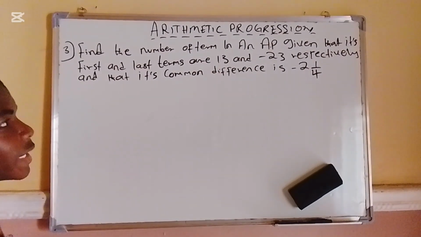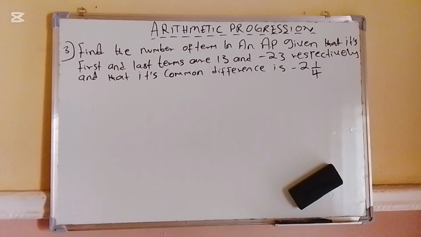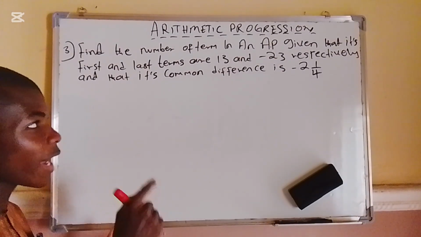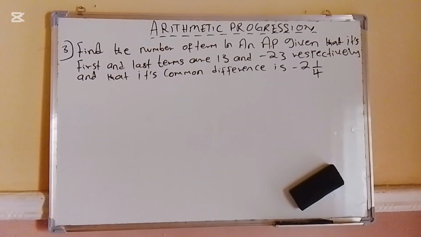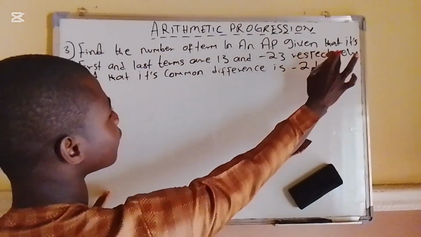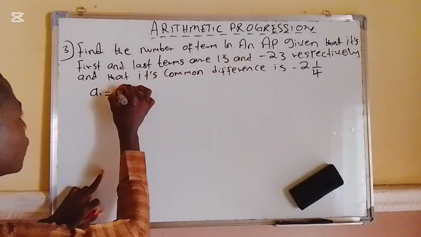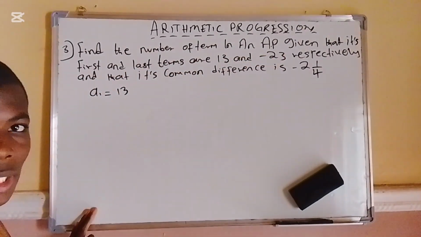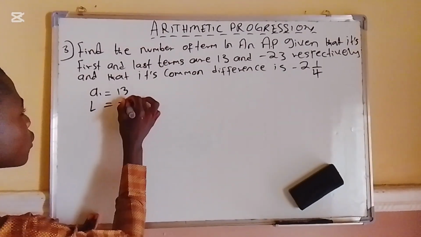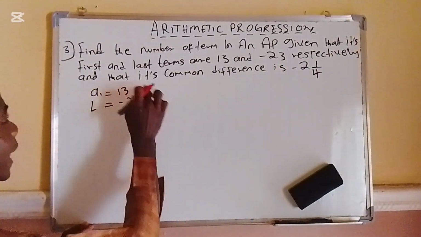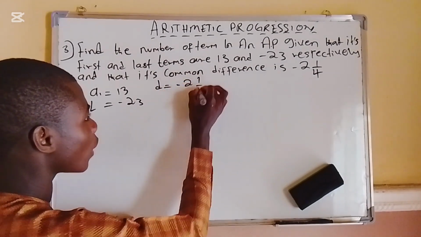Find the number of terms in an AP given that its first and last terms are 13 and minus 23 respectively, and that its common difference is minus 2 whole number 1 over 4. So therefore the question is straightforward. The first term is equal to 13, the last term, let's indicate it as L, is equal to minus 23, and the common difference is equal to minus 2 whole number 1 over 4.